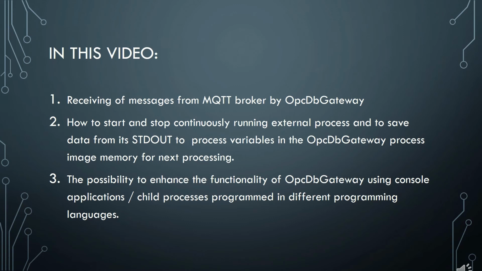In this video, we have seen, first, receiving of messages from the MQTT broker by OpcDbGateway. Second, how to start and stop a continuously running external process and to save data from its standard output to process variables in the OpcDbGateway process image memory for further processing. And third, the possibility to enhance the functionality of OpcDbGateway using console applications or child processes programmed in different programming languages.